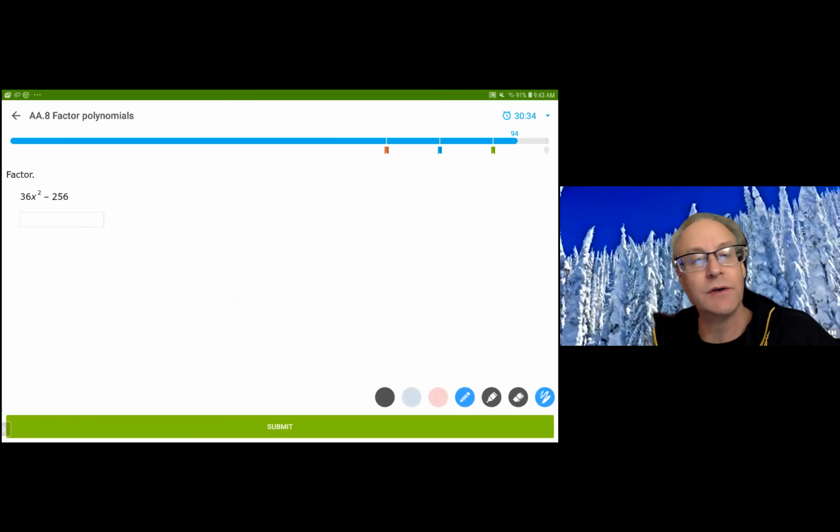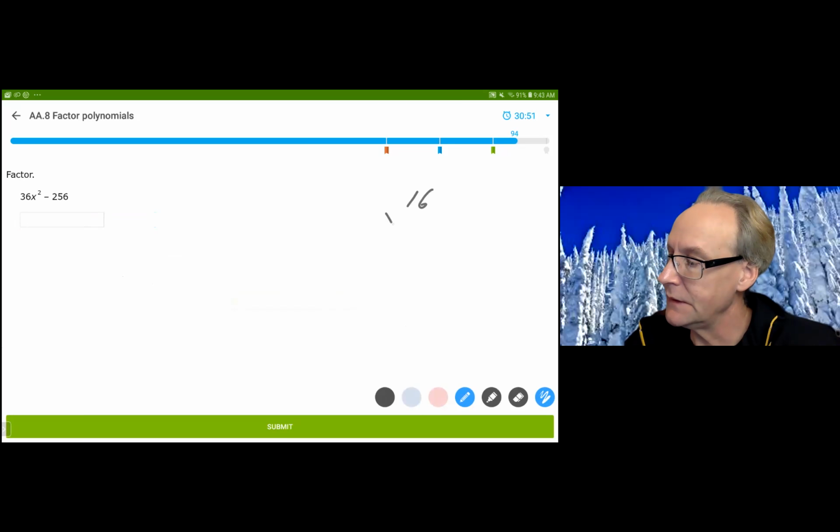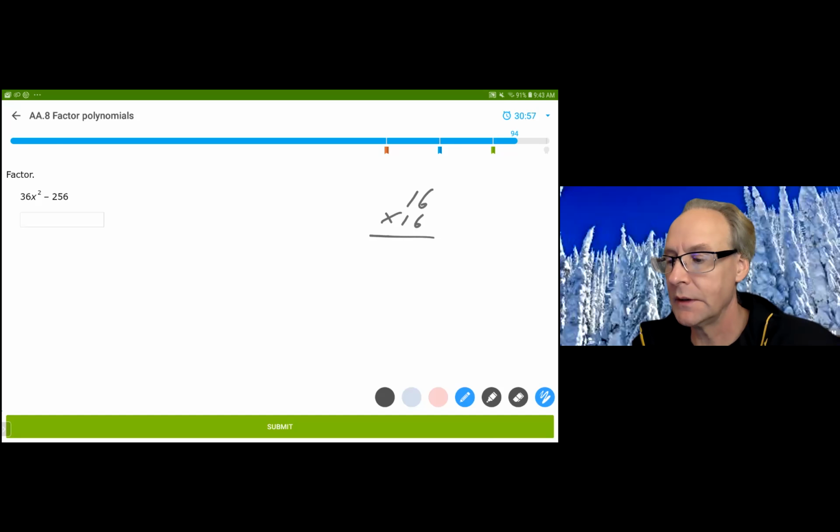Okay. Notice that they both ended in 6. That's a hint. The 6 might be my common factor, but it might be 36 as well. 256 is 16 times 16, I believe. 16 times 16, I believe, is 256. So 16 squared and 36 squared does work. But you need to take out the common factor.